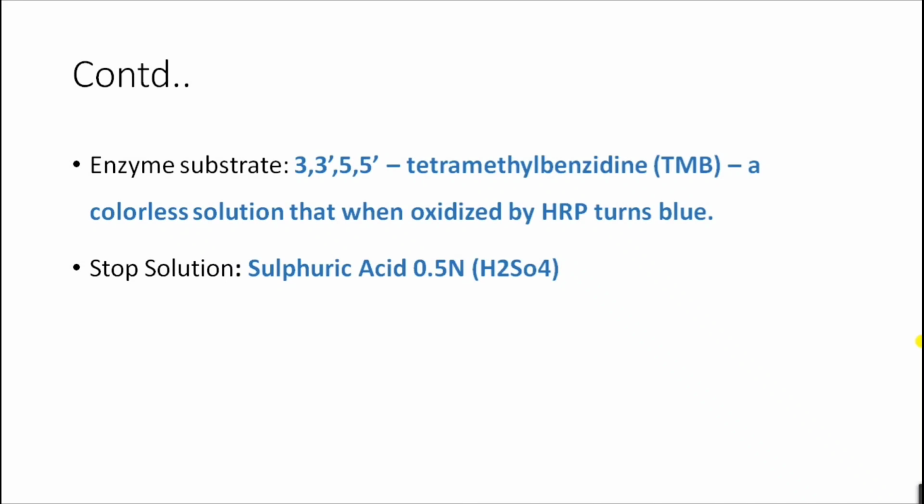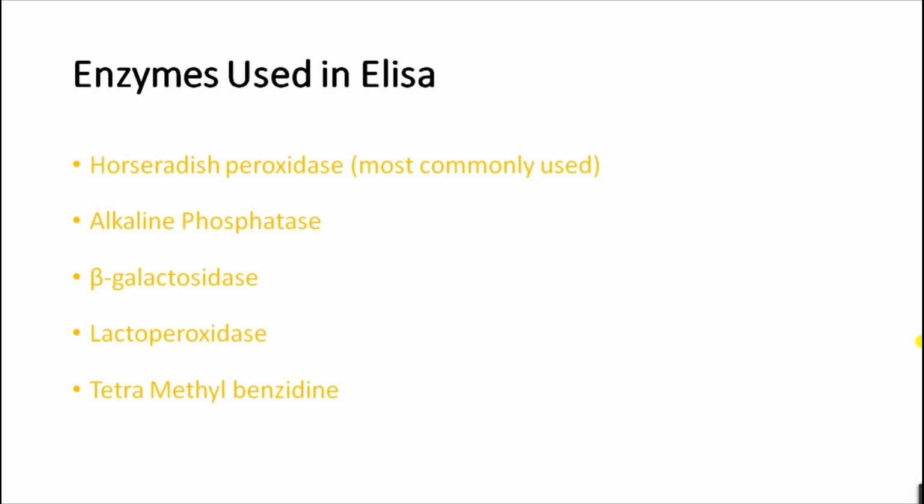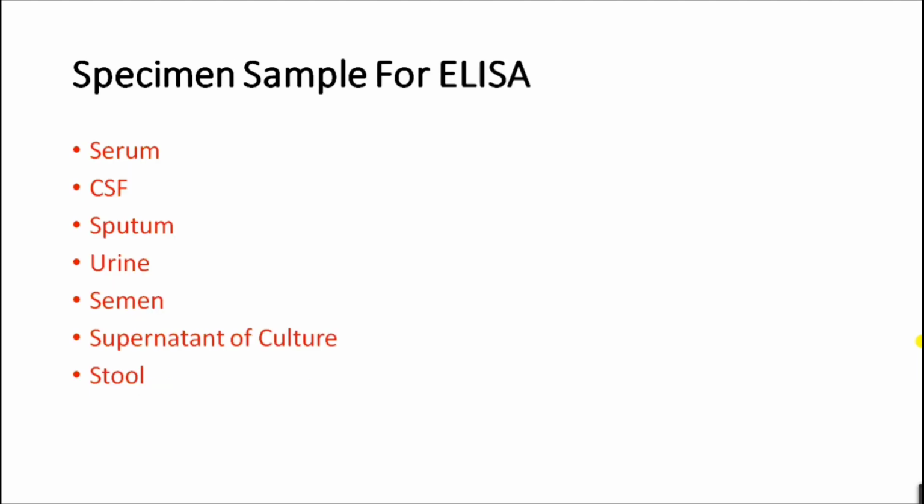Next is the enzyme substrate, 3,3',5,5' tetramethylbenzidine or TMB substrate, which is a colorless solution that when oxidized by horseradish peroxidase or HRP turns blue. Next is stop solution to stop the enzyme substrate reaction, that is 0.5 normal sulfuric acid. The enzymes commonly used in ELISA are horseradish peroxidase, which is the most commonly used enzyme, alkaline phosphatase, beta-galactosidase, and lactoperoxidase, and the substrate used is tetramethylbenzidine or TMB. The specimens or samples for ELISA could be serum, CSF, sputum, urine, semen, supernatant of culture, and stool.